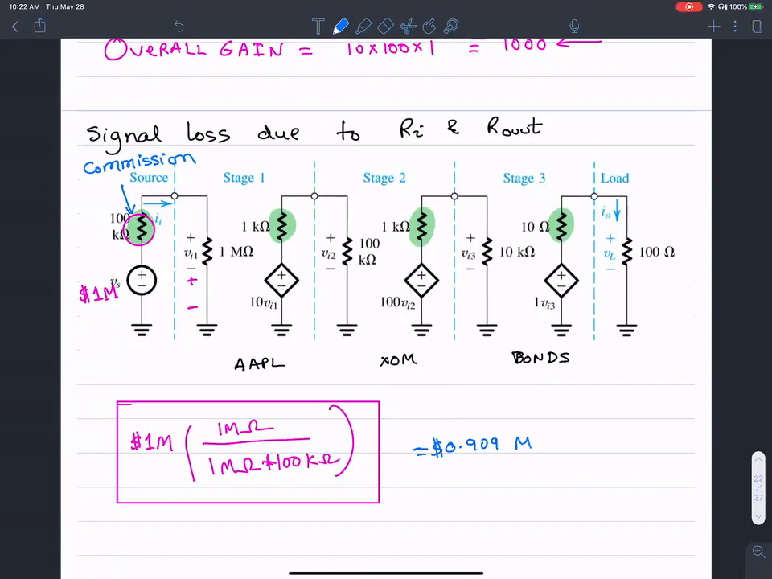So what you have here is 0.909 million dollars, okay? So as you can see, yes. Can you explain how you get this value? Yeah, voltage division. It's simple voltage division, okay? You want to find out the voltage VI1 over here. That's simply 1 mega by 1 mega plus 100K. That's the voltage division, okay?